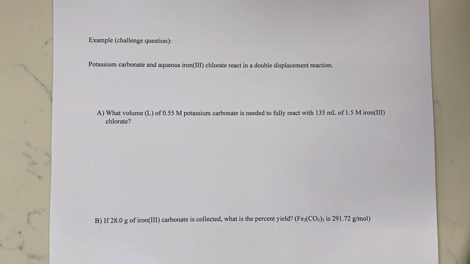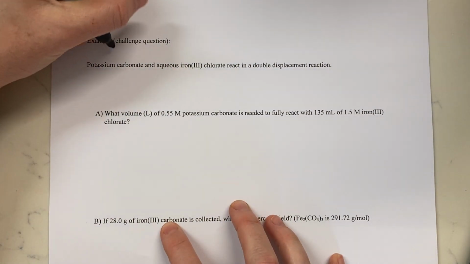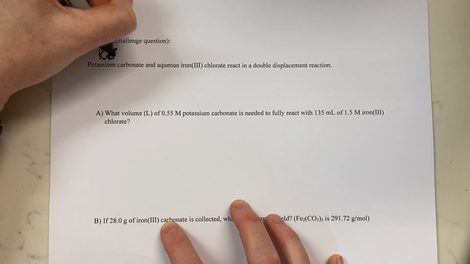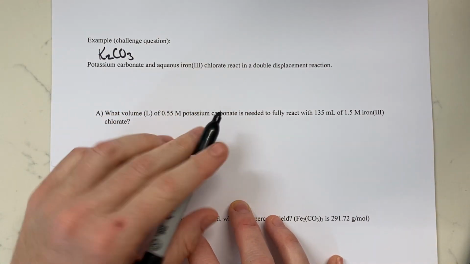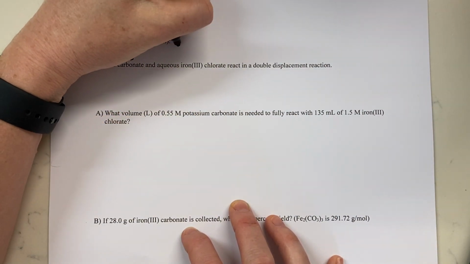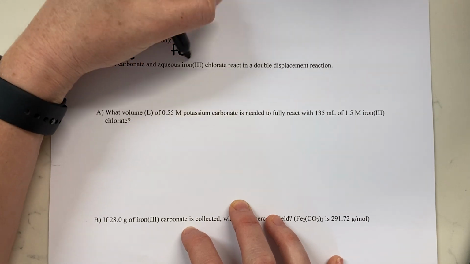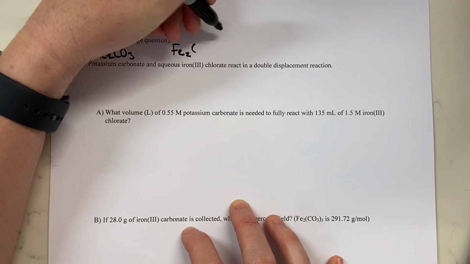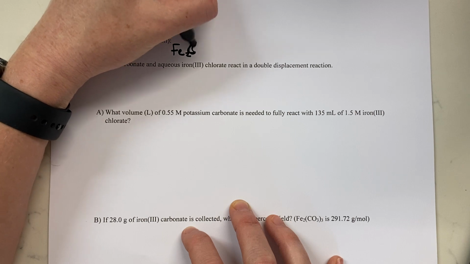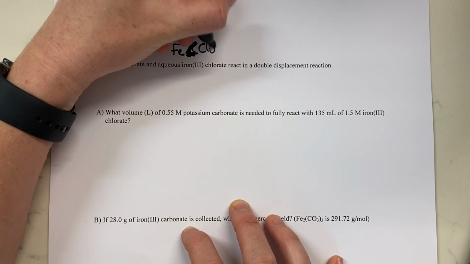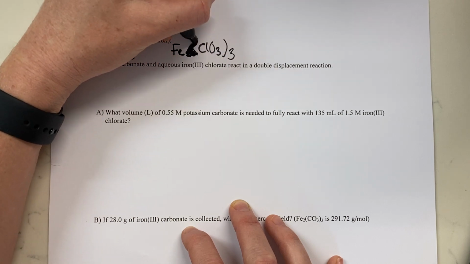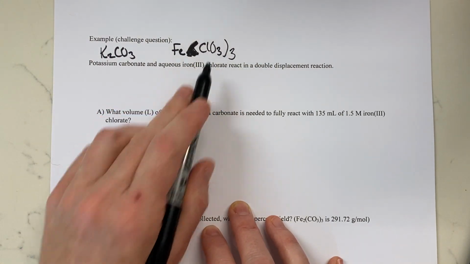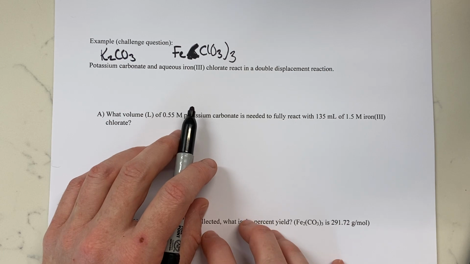All right, so it says potassium carbonate. We should recognize potassium carbonate as K2CO3. And aqueous iron 3 chloride. I say aqueous in case you didn't know it was aqueous. That's Fe... oh, just kidding. That's Fe(ClO3)3, because iron has a 3+ charge, chlorate's got a -1 charge.